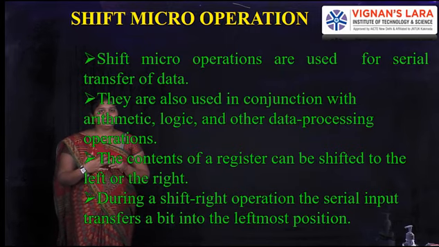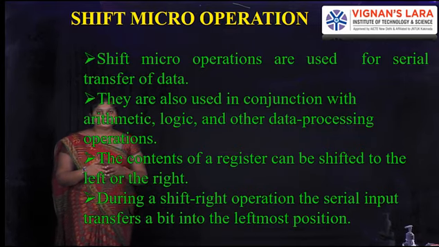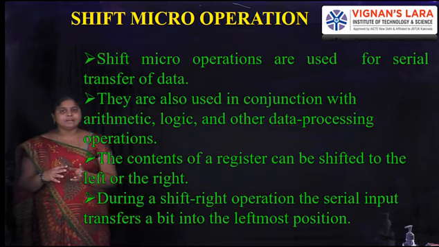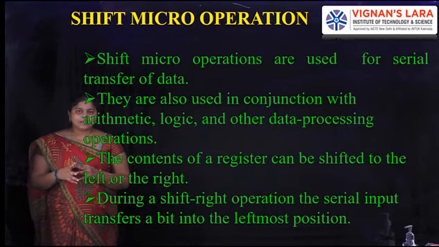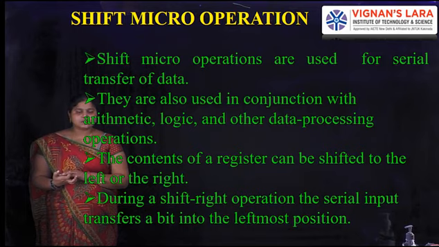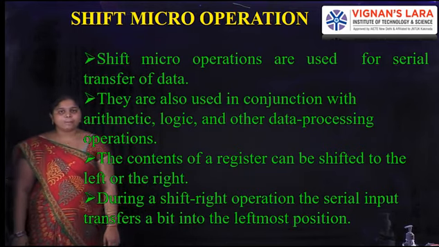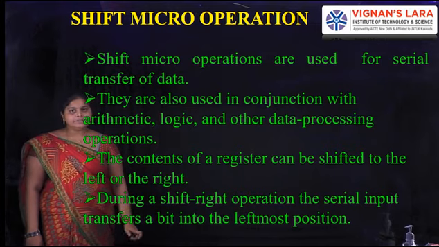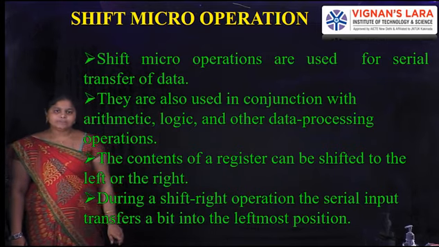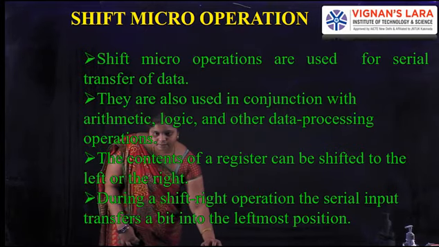What is the meaning of conjunction? Conjunction means an AND operation. Both the data in the R1 register and the R2 register are combined, and the result is stored in some register. In shift micro operations we have logical shift left and logical shift right. Let us see the next slide.